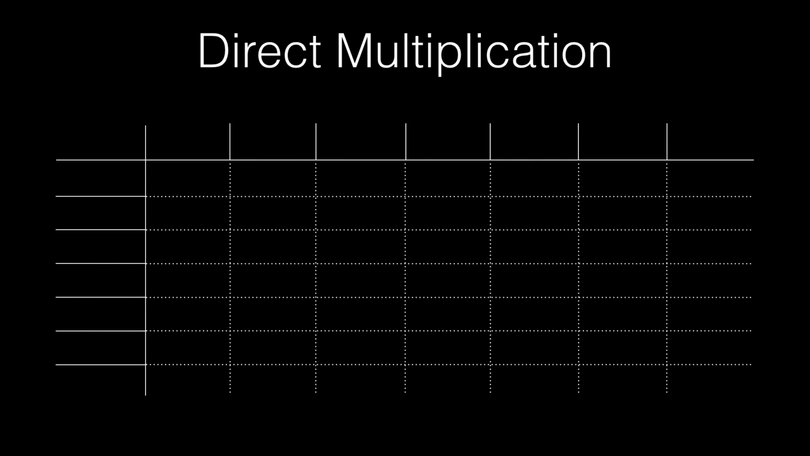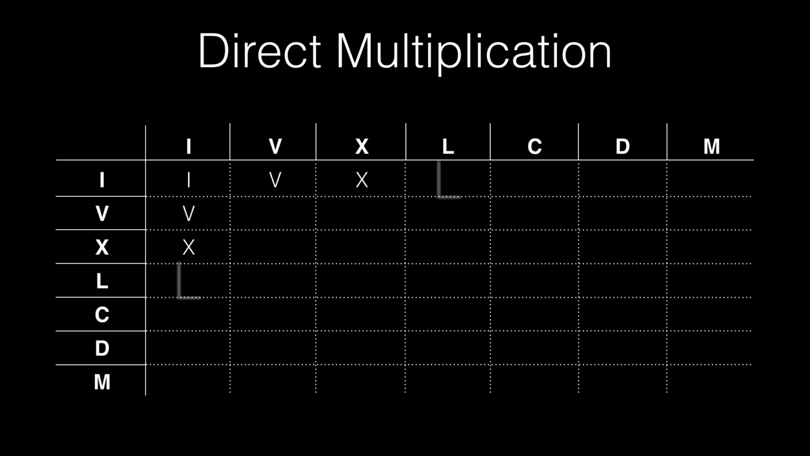Okay, so this method here is the same as we use in Arabic numerals. We create a multiplication table in which we multiply the singular terms of Roman numerals: I, V, X, L, C, D, and M. I multiplied by any numeral is the same as it is.